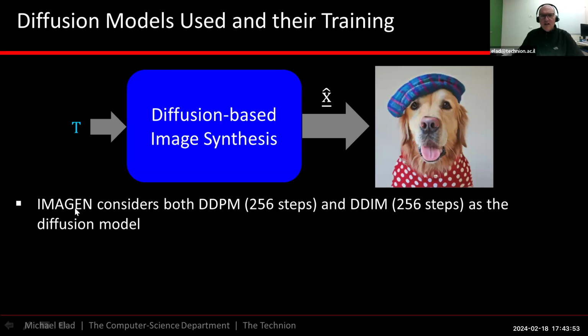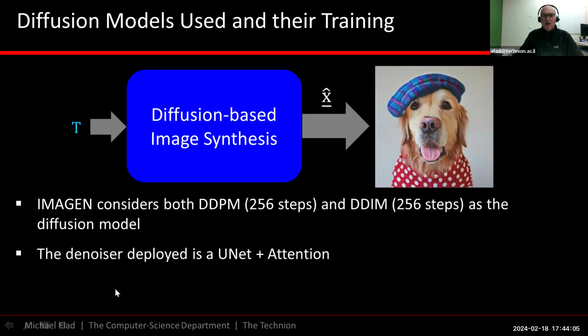More details. Imagen works with both DDPM and DDIM, both 256 steps. So with randomness and without randomness. But I remind you, even without randomness, it is random because the initial vector is random. The denoiser itself is a U-Net plus attention. This is what is most commonly used today in diffusion methods, including Stable Diffusion.